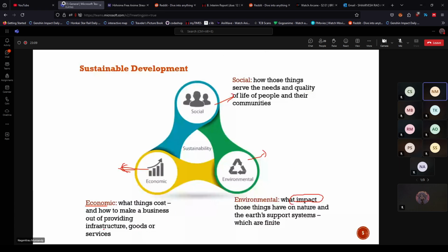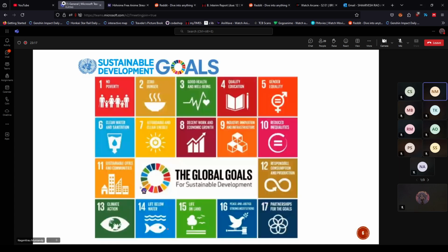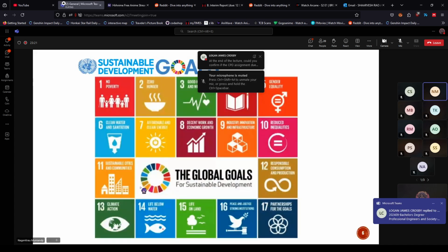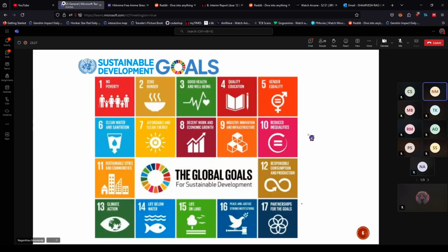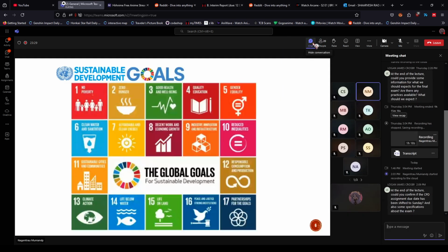So that means we are doing business in a more sustainable way. And the Sustainable Development Goals, or SDGs, are the currently existing goals that have been developed. There are 17 goals, starting from no poverty until partnership for the goals.